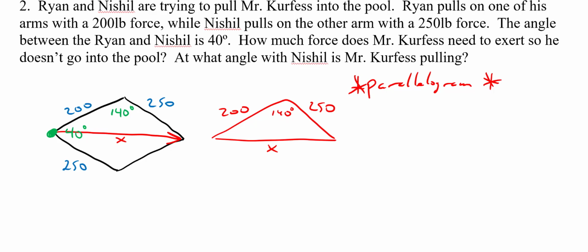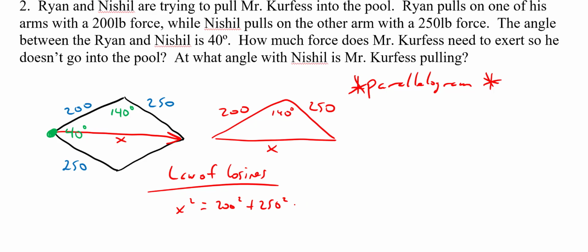So what are you using for this? The only thing I can use, because this is side, angle, side, is law of cosines. So we have x squared equals 200 squared plus 250 squared minus 2 times 200 times 250 cosine of 140 degrees. Again, please do not make a mistake and use sine. It's law of cosines, not law of sines, so don't use sine there.